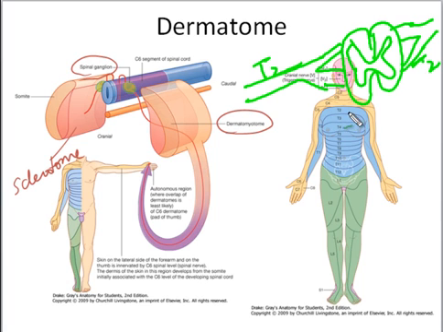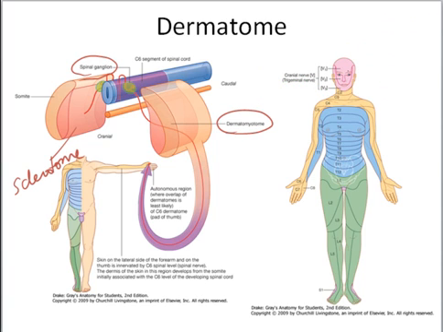So this area is supplied by this spinal segment, or we can say it is supplied by a single spinal nerve on this side and a single spinal nerve on that side, okay? So that's what a dermatome is, and that's an important concept to remember. These dermatomes are mapped out, as you can see, in the body.